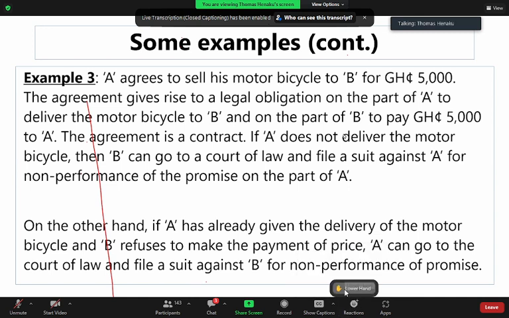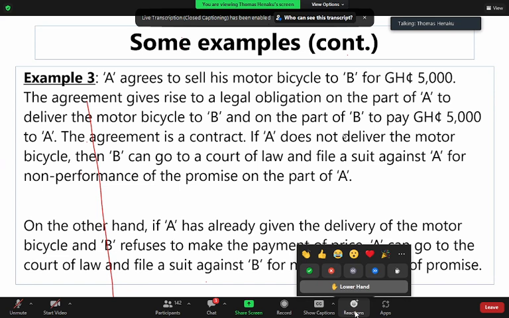Okay, and now my next question would be, it says that if A does not deliver the motor bicycle, then B can go to the court of law and file a suit against A for non-performance, right? If A does not deliver the bicycle, why do you think that B can go to court and it's justifiable that he can go to court because A did not actually deliver?